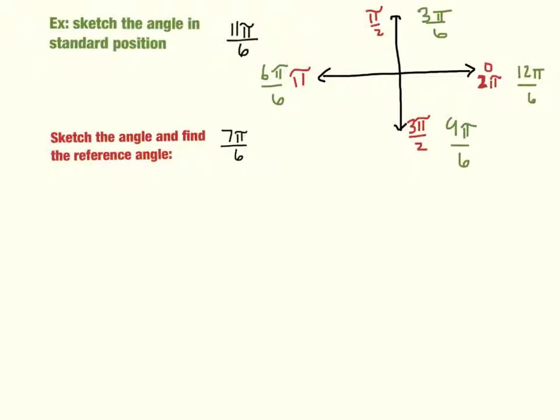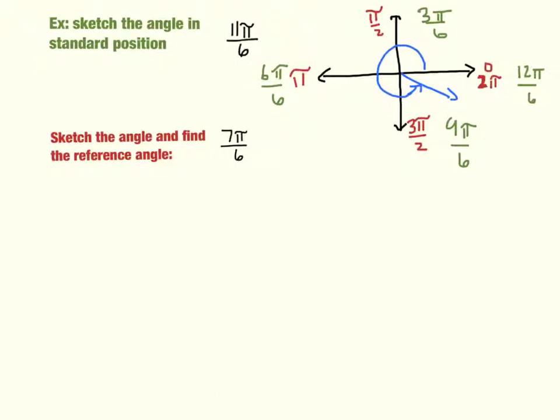And that helps me a little bit, because now I can more clearly see that 11 pi over 6 is going to be between 9 pi over 6 and 12 pi over 6. So starting from the positive x-axis and going around, once I sketch the angle in standard position, this would be 11 pi over 6.